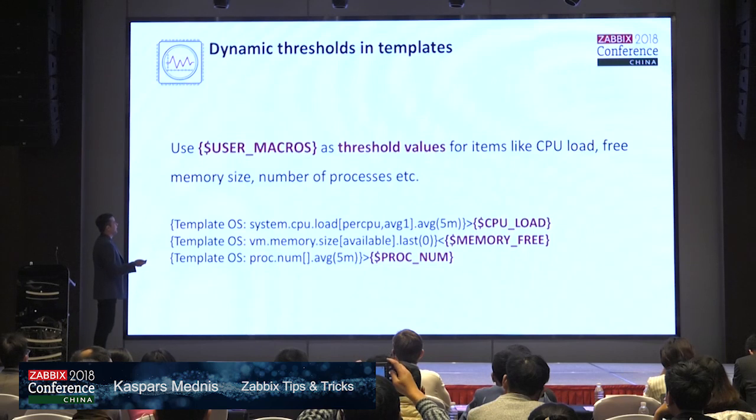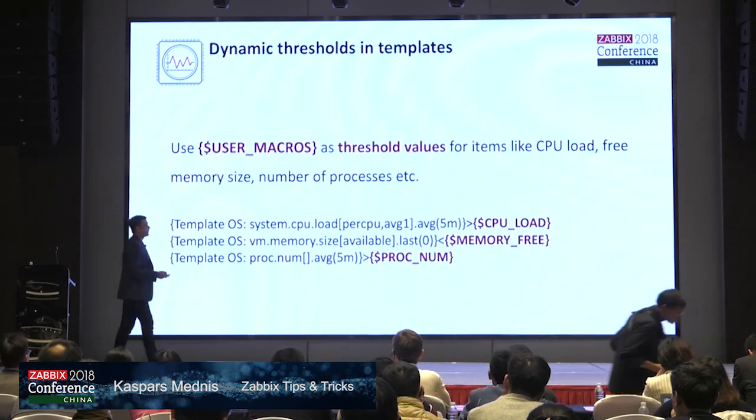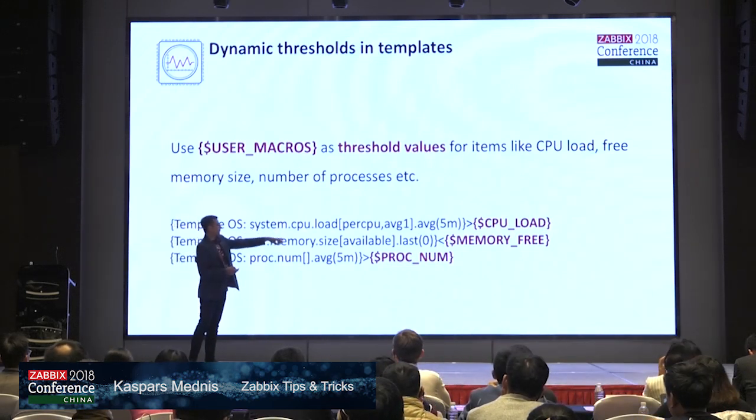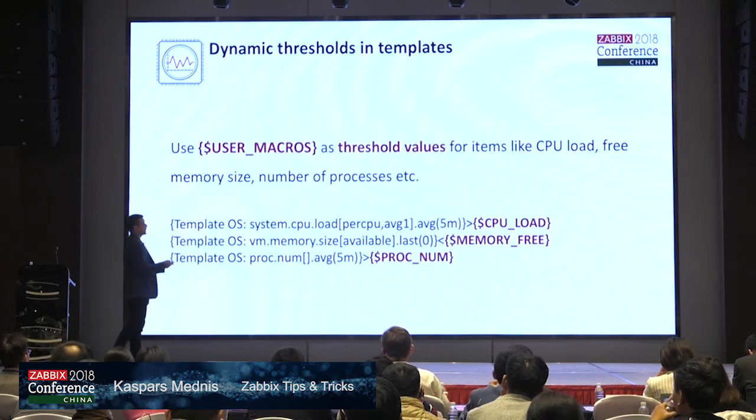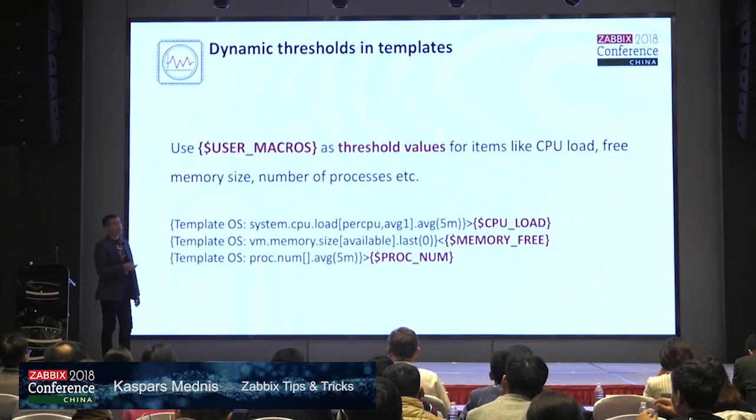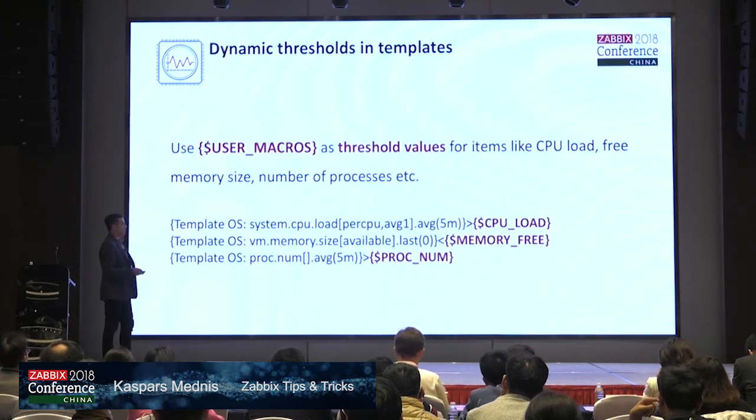So here is an example of how it looks. The same trigger expressions, CPU load, but they are replaced by CPU load, memory free, or process number macros, which can be adjusted. So this is a really efficient way to build templates. And when we build templates in the Zabbix team, we always use macros.